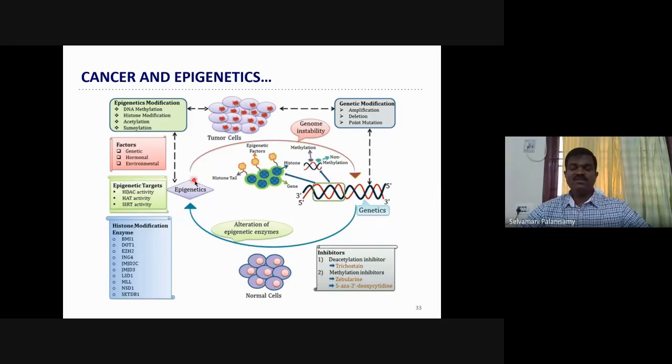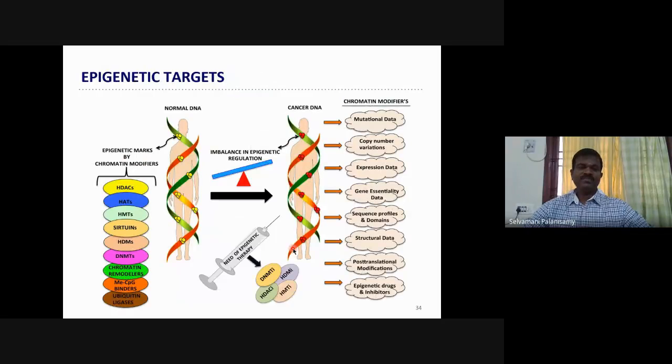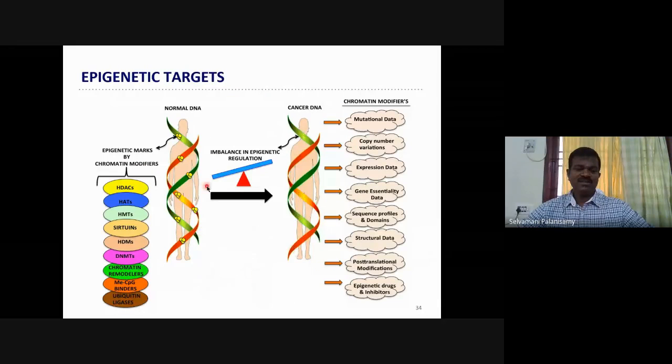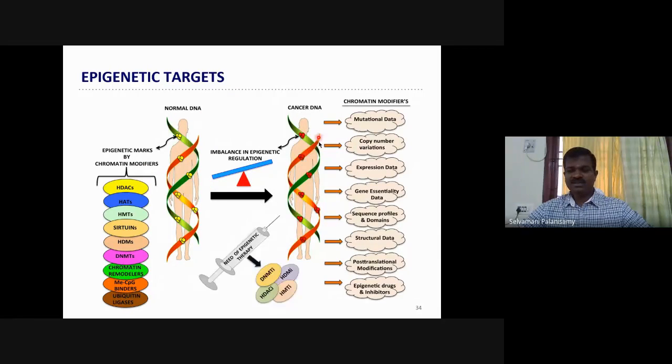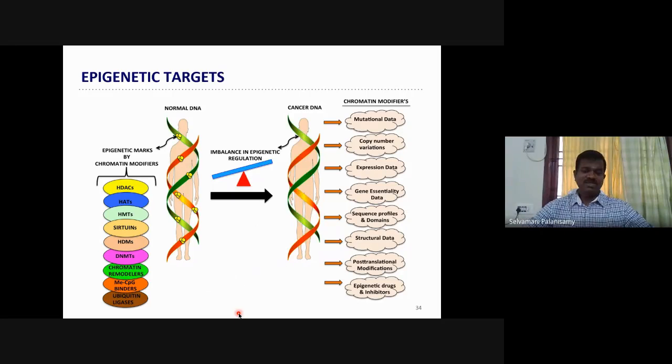So by which we may either block the process, retard the process, or reduce the rate of change of a normal cell to a tumor cell, and we could diagnose what is happening, we could monitor the disease, and we may do many things in this particular domain. So here, these are all the various targets. So this is a normal DNA, this is a cancerous DNA. So there is an imbalance in the epigenetic regulation. So this could be manipulated by various drugs. So this was the ultimate objective of epigenetic-based therapy.